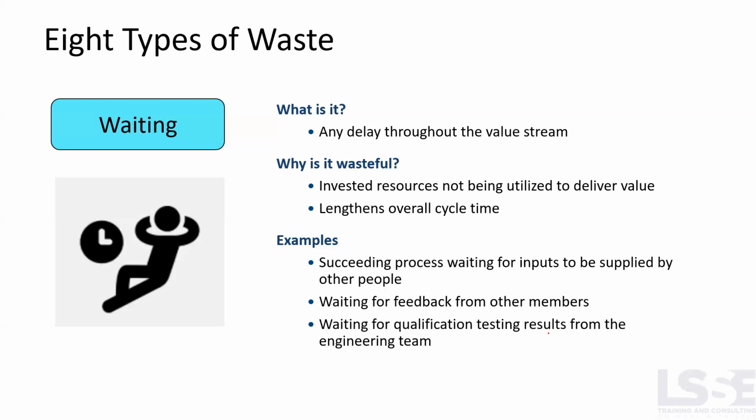Some examples will be succeeding process waiting for inputs to be supplied by other people, or it might be that you're working with a team, and let's say it would require 5 inputs from 5 people, and 4 people have already submitted their inputs, and you're just waiting for 1 input. So that's an example of a waiting type of waste. Or it could be waiting for testing results from an engineering team. So any form of waiting is considered in the lean concept as waste.